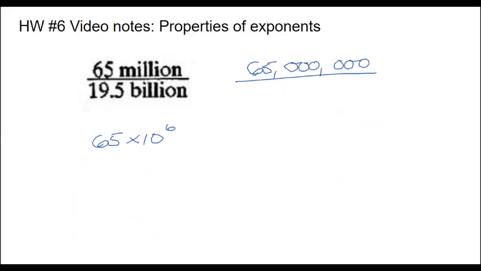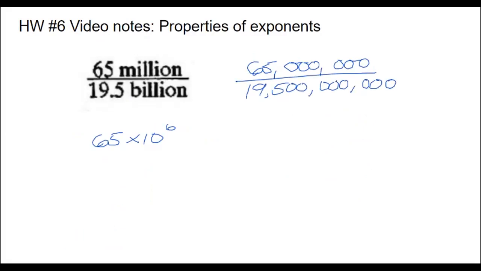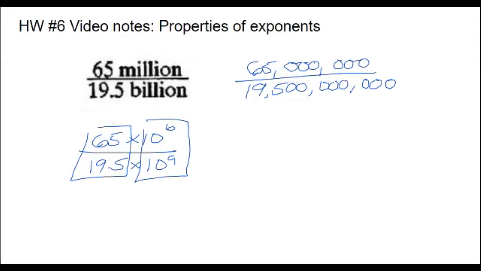And the same goes with billion. It'd really be 19, comma, 9 decimal places. So it's really over 19.5 times 10 to the 9th. Now on your calculator, you can work these separately. Quotient property for the 10 to the 6th over 10 to the 9th.